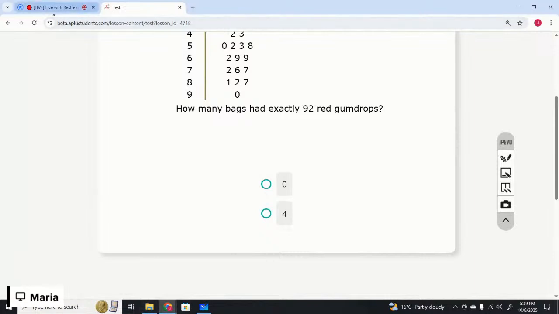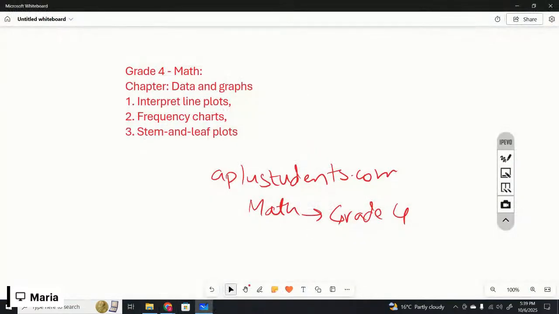Okay, you can complete the lesson by yourself later today. So we were working on grade 4 math. The chapter we were working on is data and graphs. The lessons were interpreting line plots, frequency charts, and stem and leaf plots. Please make sure you have your notebook and pencil so that you can note down the important examples and definitions as well.